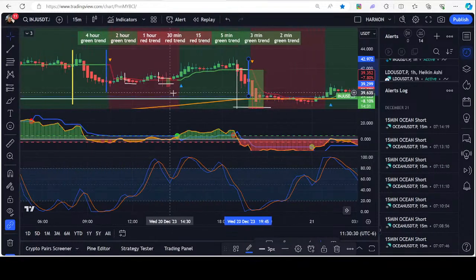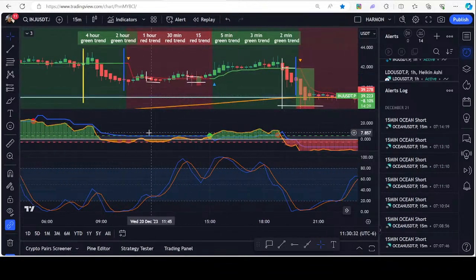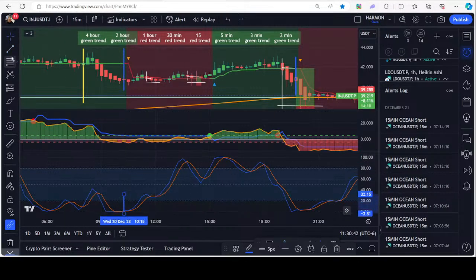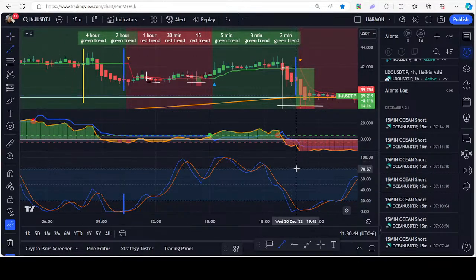All right, so now let's break down these entries as we move through them. So we get a 15-minute moon. By the time the 15-minute trend hits, our RSI is at the bottom. So I'm going to mark that as well, that this is where the 15-minute trend hit, and this one is also where the 15-minute trend hit.